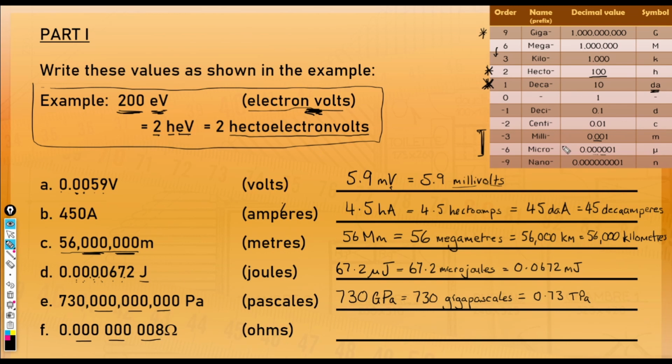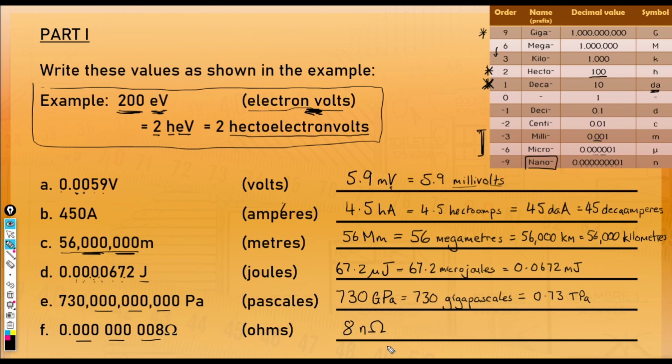So if we look at our table up here, this last one is the longest one. 1, 2, 3, 4, 5, 6, 7, 8, and then a 1. That's perfect. So if we had 0.000000001 units, that would be equivalent to 1 nano unit. And so as we have 0.000000008 ohms, that is equivalent to 8 nano ohms.